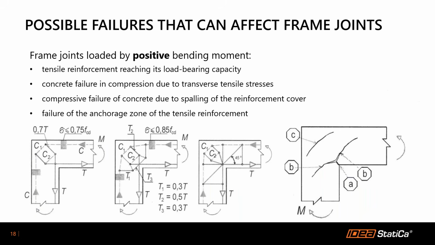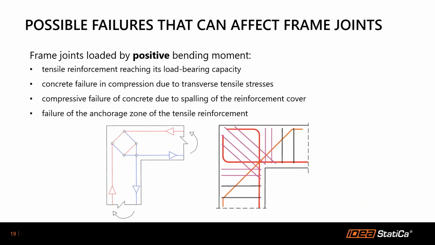What are the possible failures that can affect a frame joint? So the failure modes can be divided by whether a frame joint is loaded by positive bending moment or negative bending moment. For frame joints loaded by positive bending moment, the failures that can happen are, for example, tensile reinforcement reaching its load-bearing capacity, or concrete failure in compression due to transverse tensile stresses. Or there can be compressive failure of concrete due to spalling of reinforcement cover, or a failure of the anchorage zone of the tensile reinforcement.